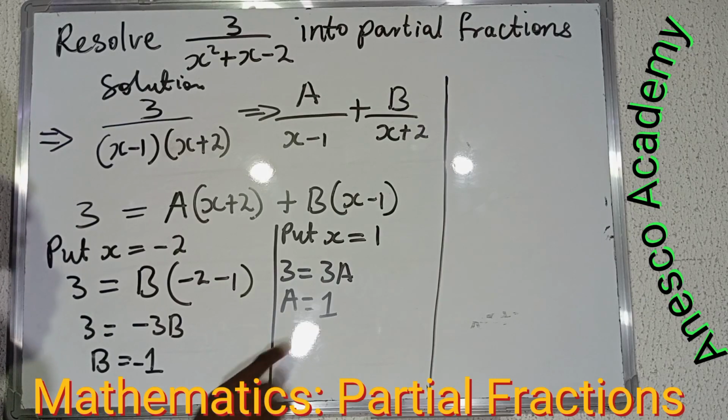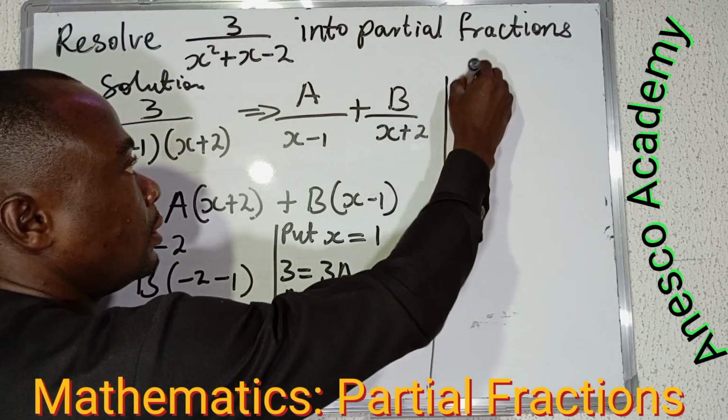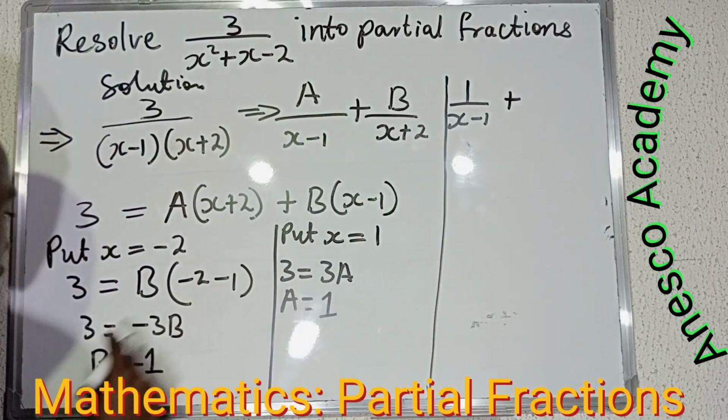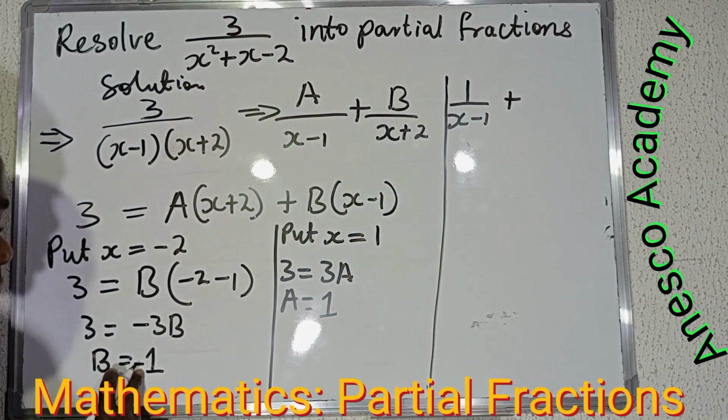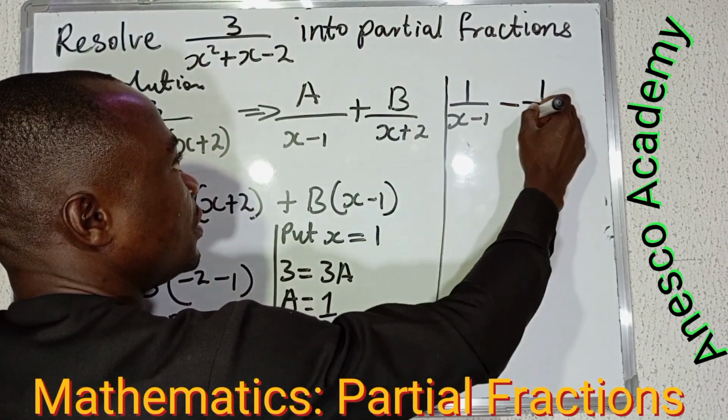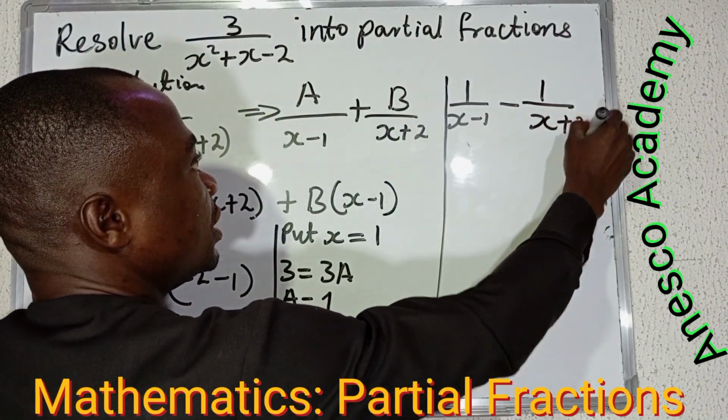Therefore, resolving this into partial fractions, our a is 1. It will be 1 over x minus 1, plus our b is minus 1, so it will change this sign to minus: minus 1 over x plus 2. And that is the answer.